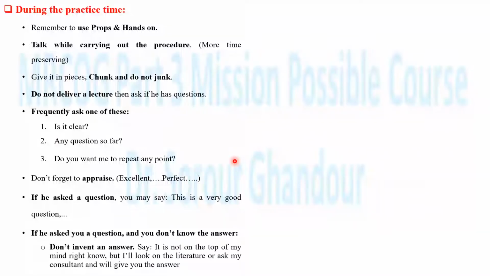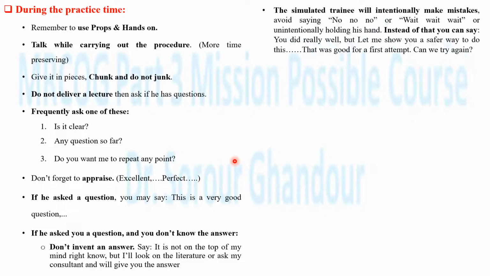If he asked you a question and you don't know the answer, again, don't invent an answer. It will be borderline in the technical knowledge. The role player will be instructed to do some mistakes or to invent a wrong answer during the task. Please do not undermine him. Do not blame him. Do not stop him or catch his hand if you are going for face-to-face examination. Instead, you can say, you did it really well, but let me tell you a safer way or a better way to do it. This will be the way to communicate with your colleague or with the role player if he makes any mistakes during the session.